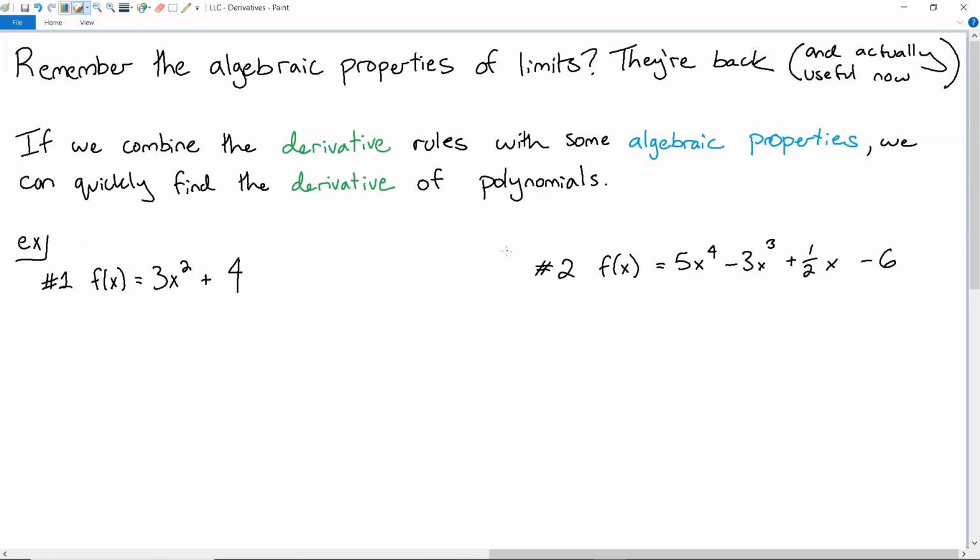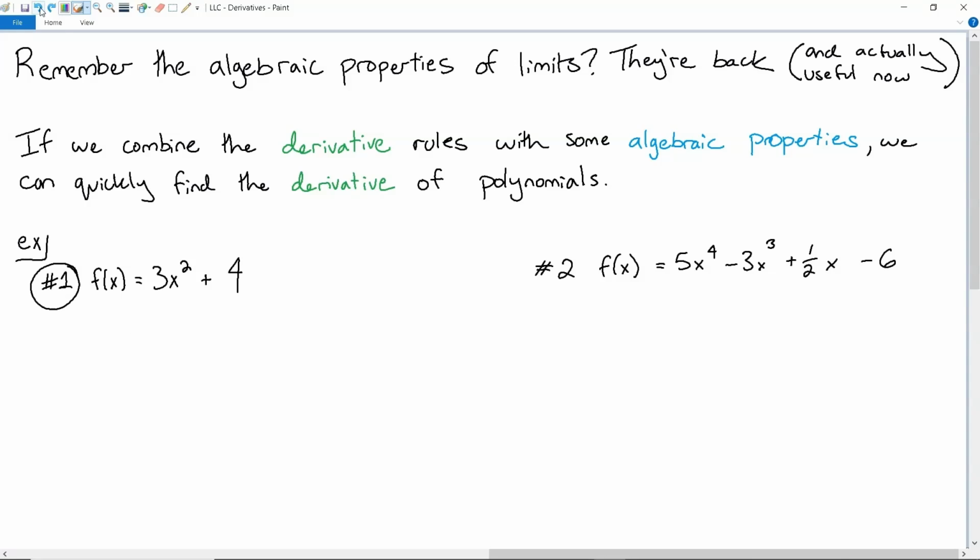And what we're also going to do is combine some of the algebraic properties that we went over in the first video. Those properties that maybe we didn't think were super useful are actually quite useful now. Let's look at the first example here. F of x equals 3x squared plus 4.